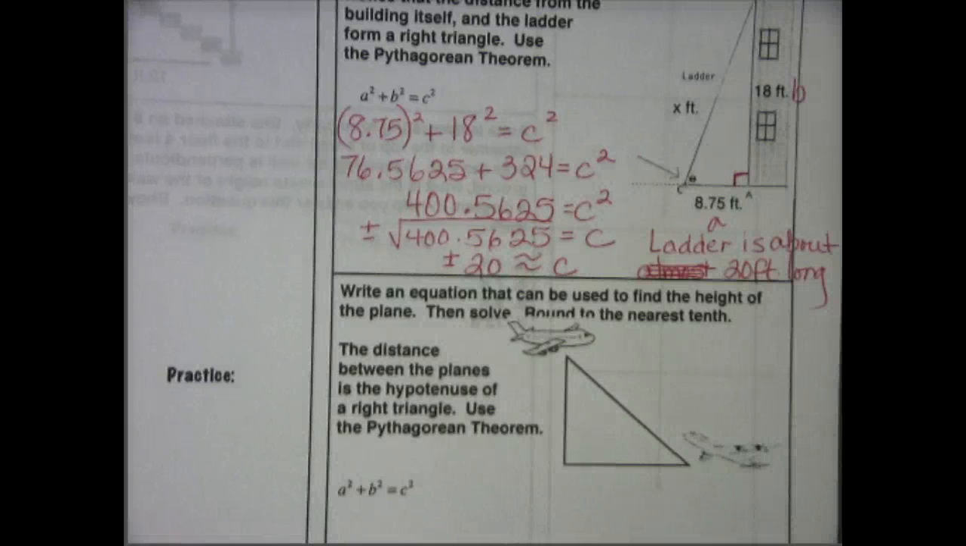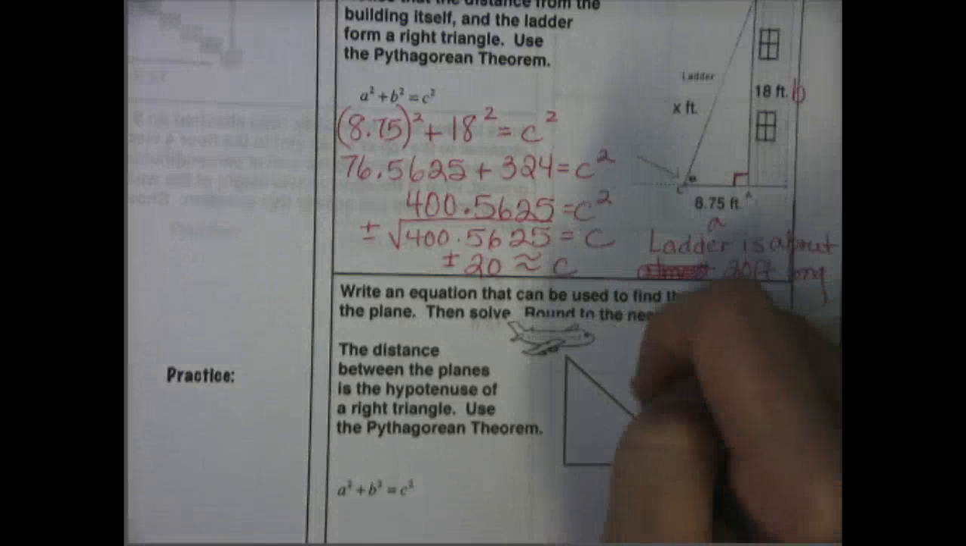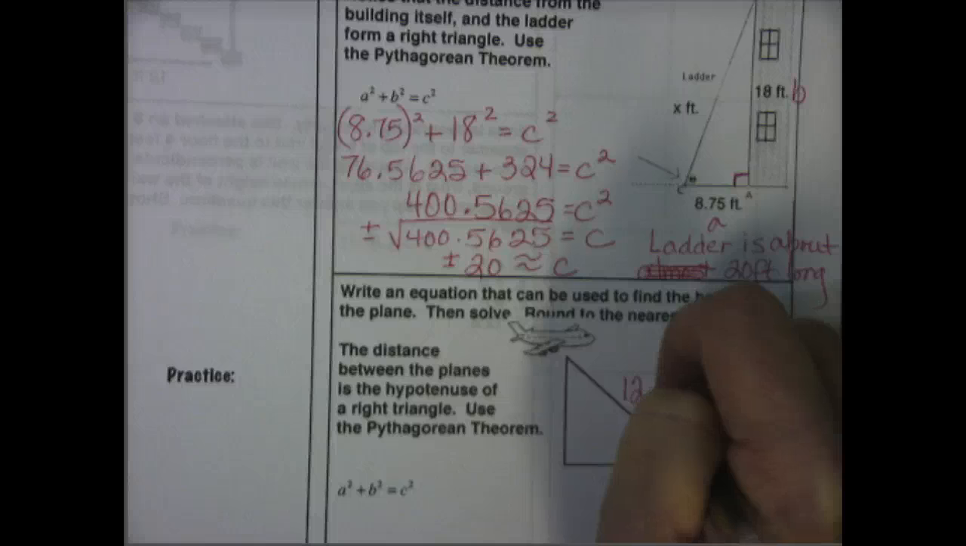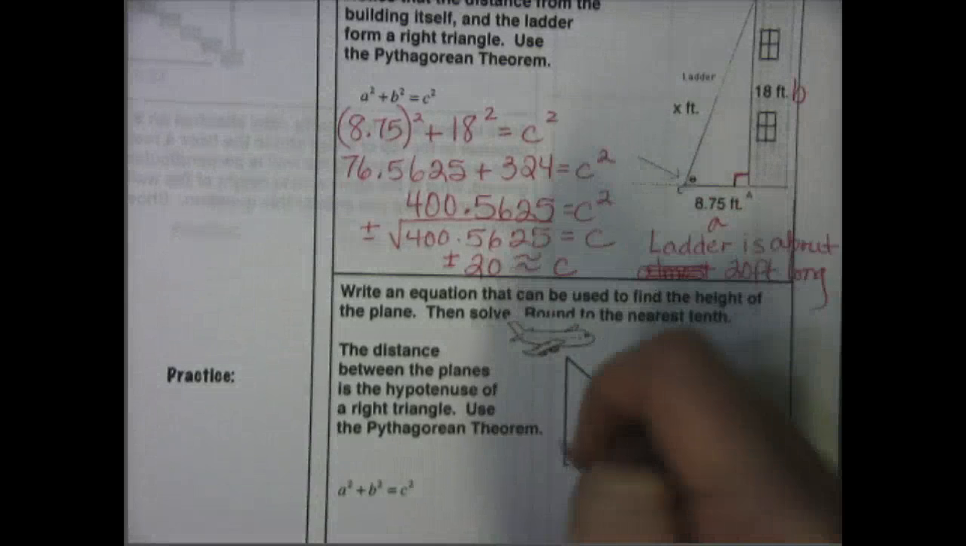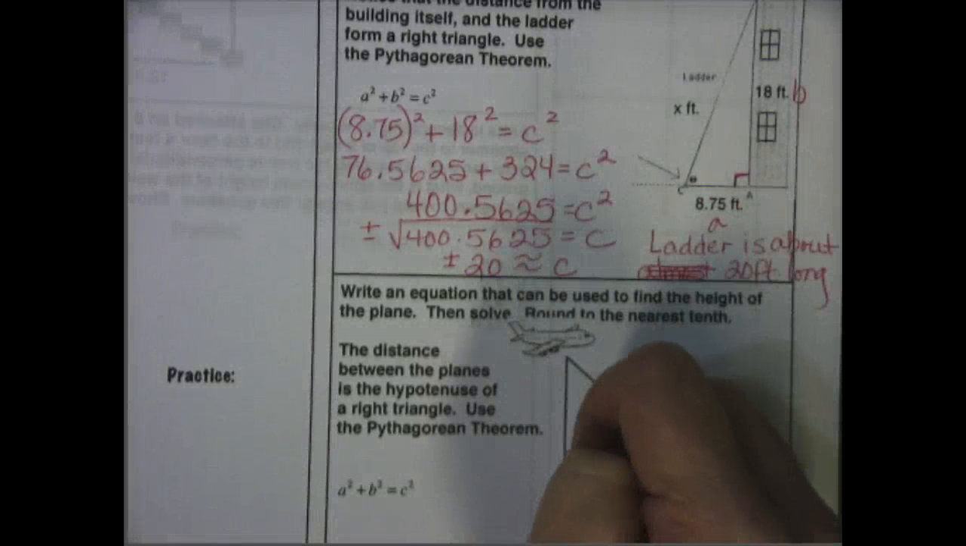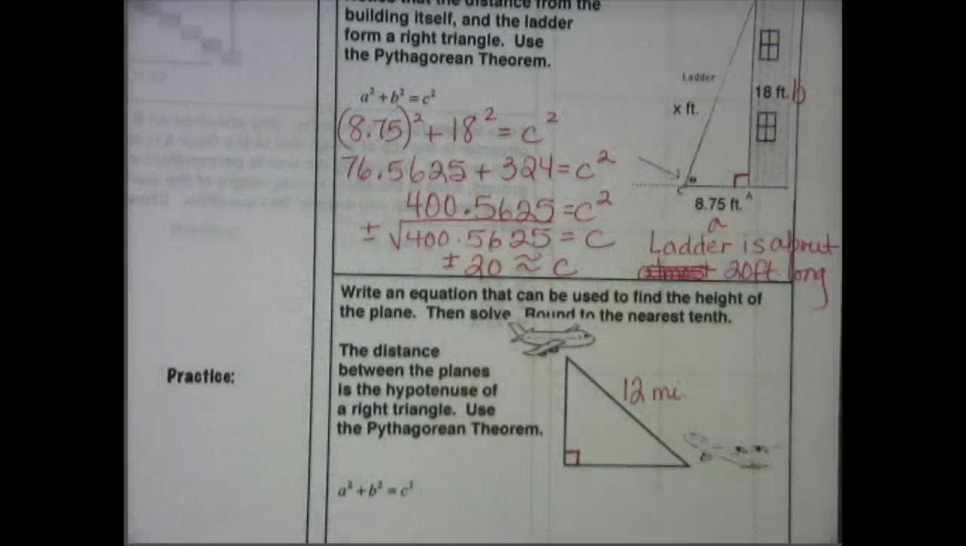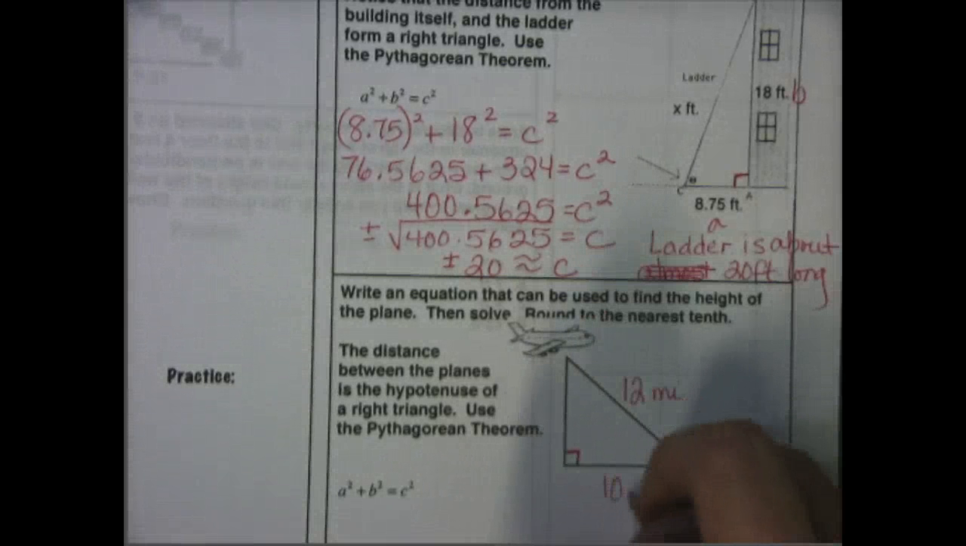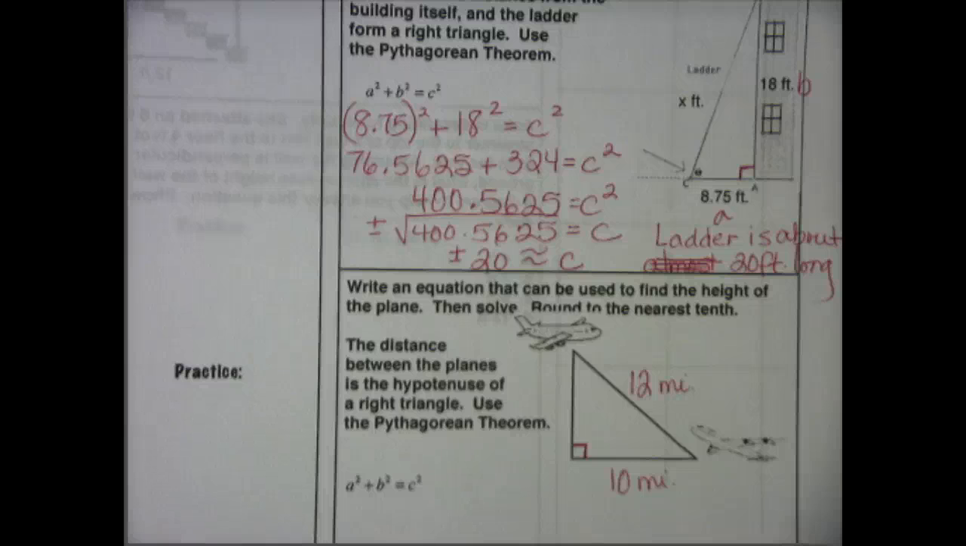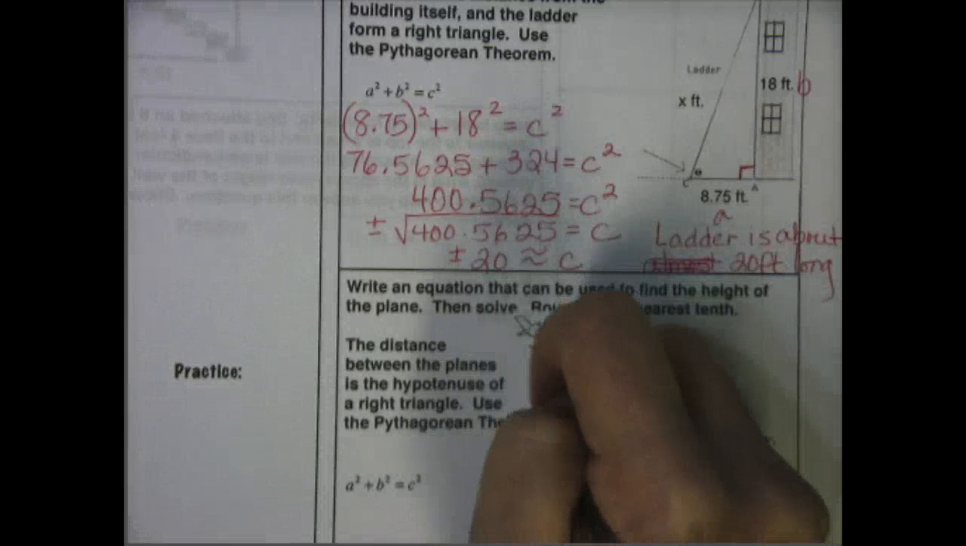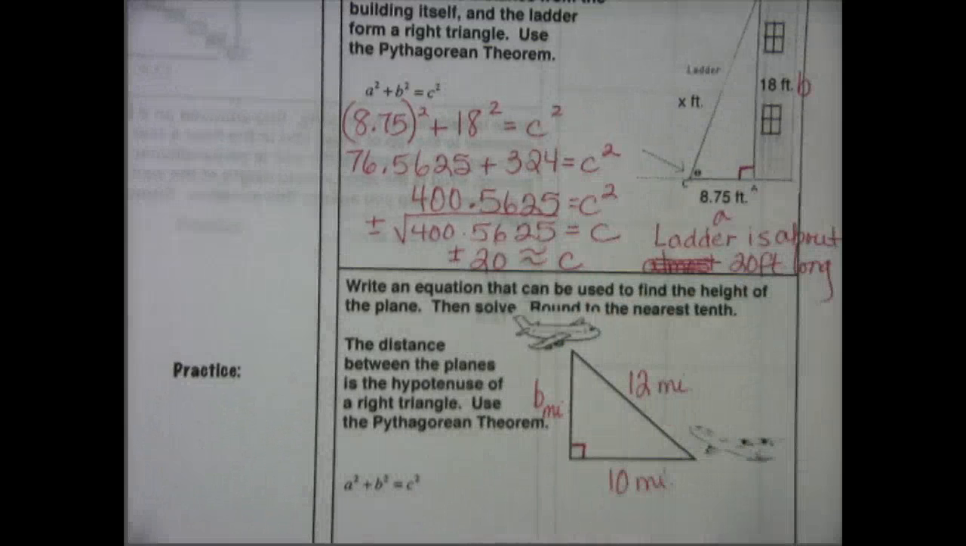You'll notice that your figure over to the side doesn't have any information on it. So let's go ahead and fill in that information. Let's fill in 12 miles for the hypotenuse, or the side that is directly across from the right angle. Let's fill in 10 miles here, and then let's make this B miles.